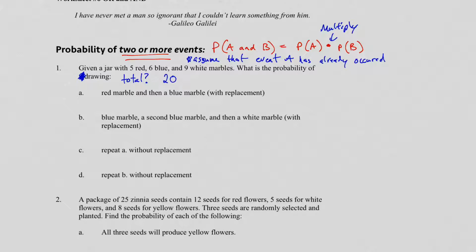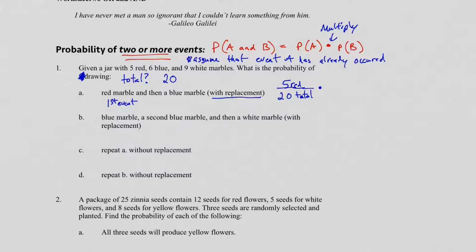So what's the probability of a red marble and then pulling out a blue marble with replacement? That means after we pull out the red marble, we're going to put it back. All right, so we're going to have the full 20 once again. So what's the probability of the first one? Just how many red marbles are there? 5 red out of 20 total. Now you don't have to write all this, but I'm just trying to show you where the numbers are coming from. That's the probability of the first event, okay?